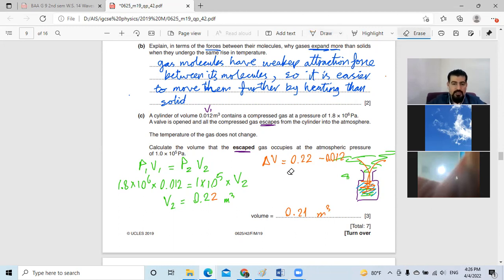Any question? Is it clear here? So this is the first part, we get 2 marks on it, and this is the second mark to find how much escaped, that means the difference between the volume before and after, how much of the gas got out from the container.